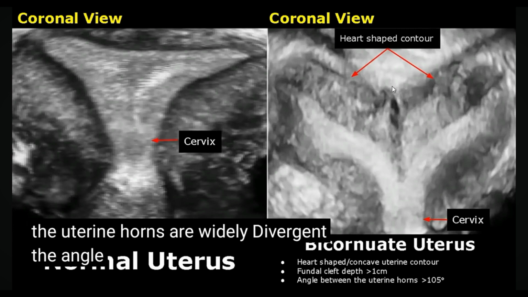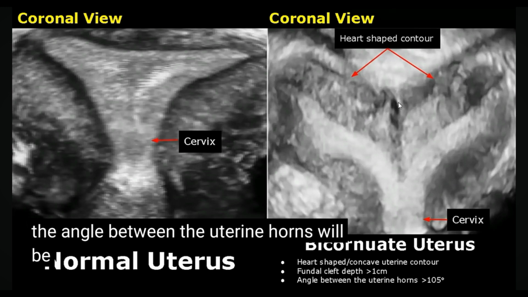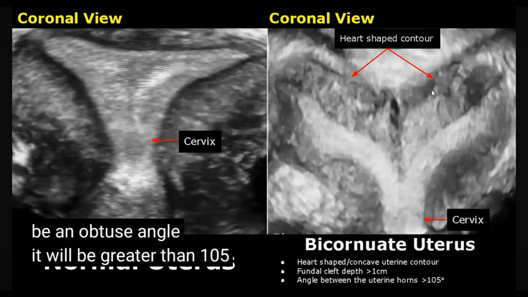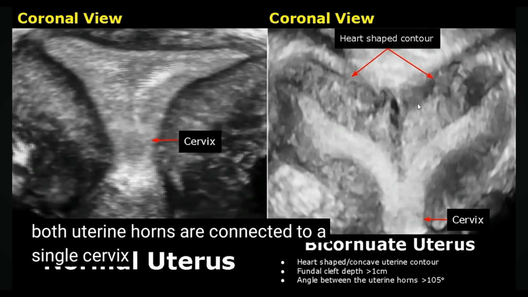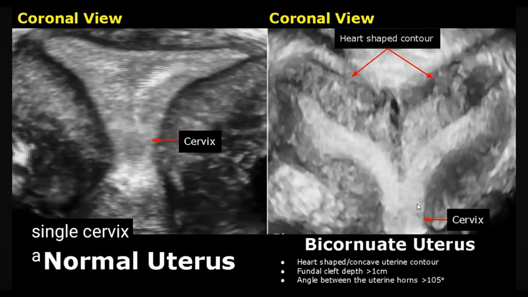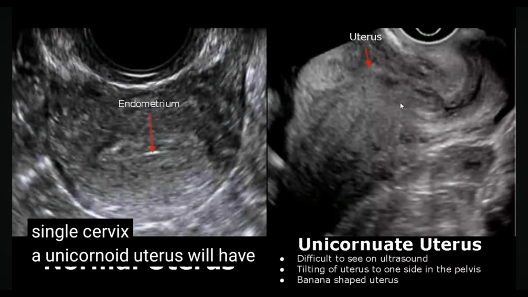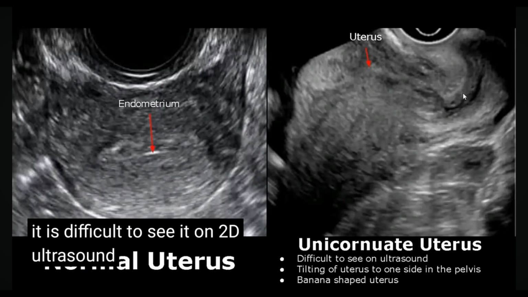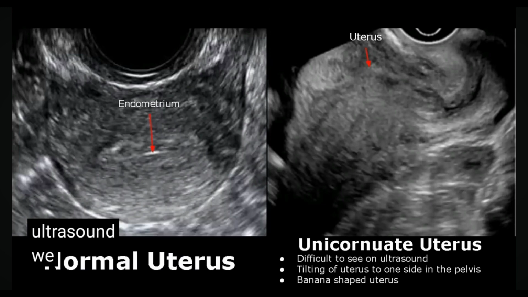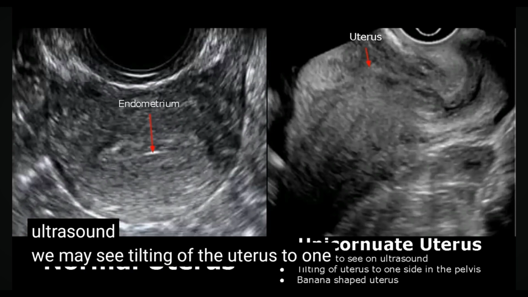The fundal cleft has a depth greater than 1 cm. The uterine horns are widely divergent. The angle between the uterine horns will be an obtuse angle. It will be greater than 105 degrees. Both uterine horns are connected to a single cervix. A unicornuate uterus will have only one uterine horn connected to only a single fallopian tube. It is difficult to see on 2D ultrasound.